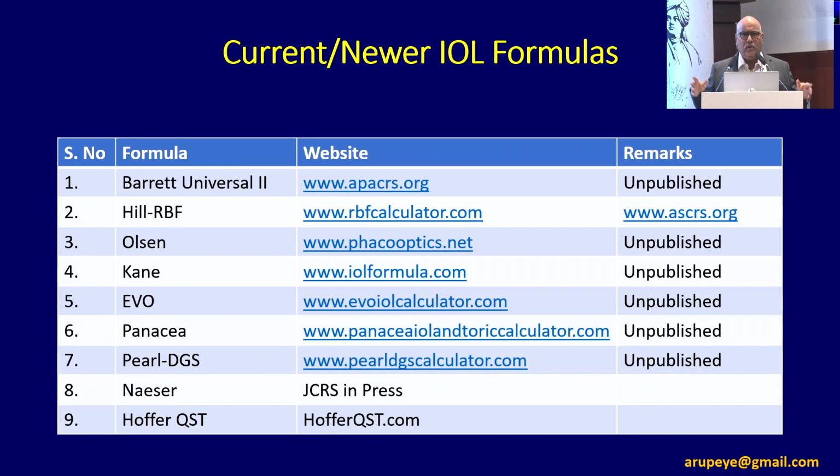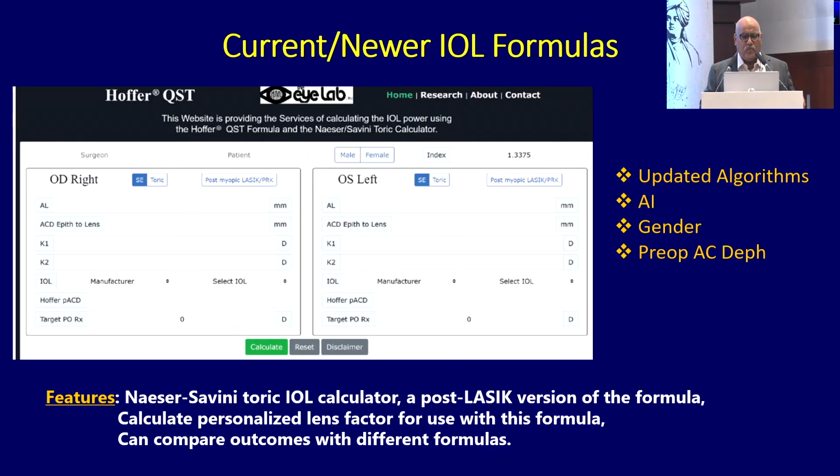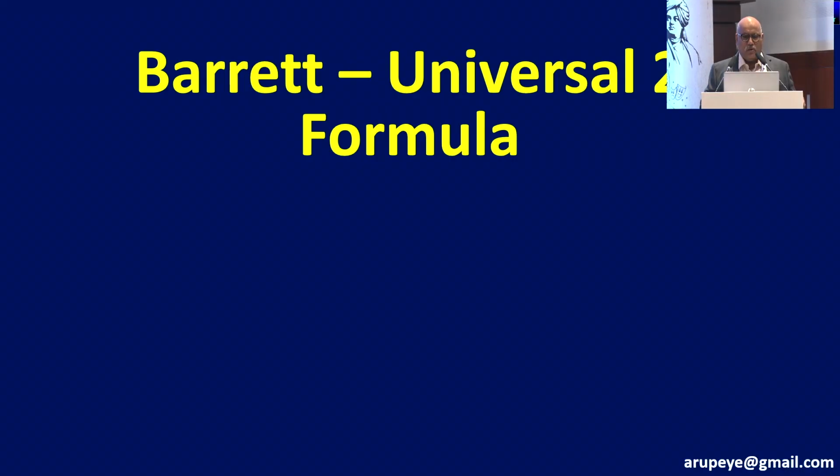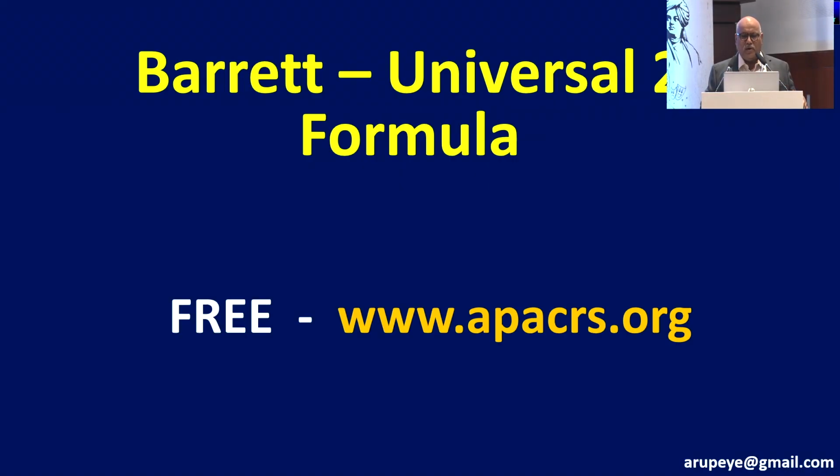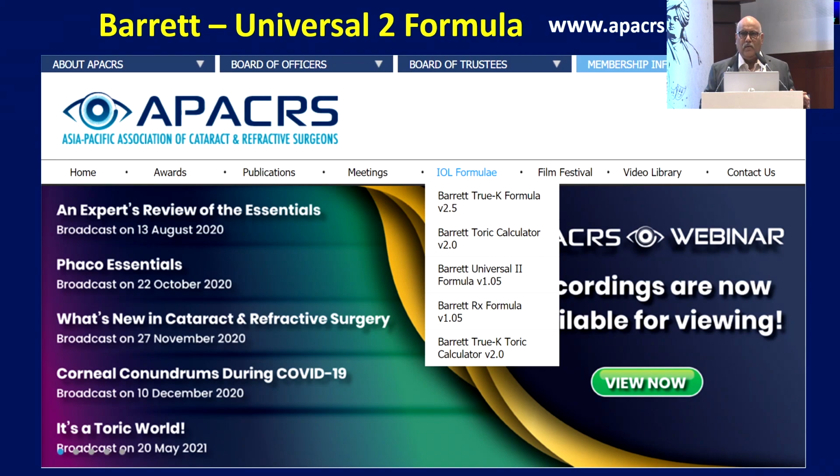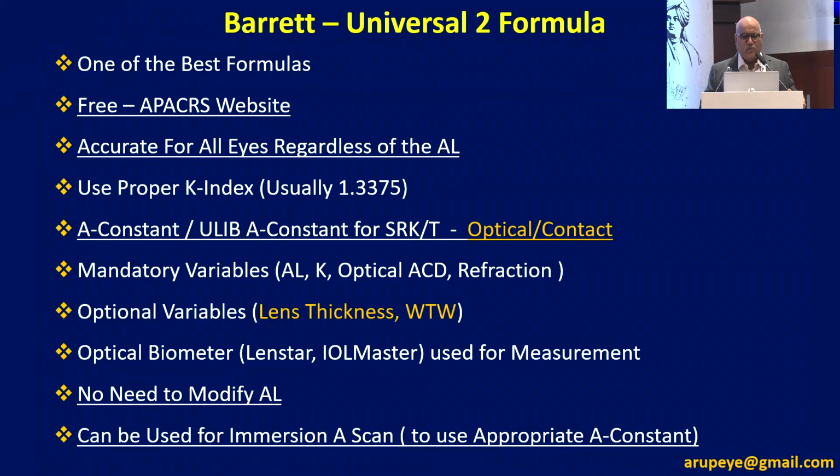There are newer and newer formulas that have come up, and the current formula is Hoffer QST, which is actually uploaded on the ESCRS website. So I basically still stick to Barrett Universal 2 for my routine cases, because it is a suite of formulas. All refractive requirements are taken care of by this particular formula.